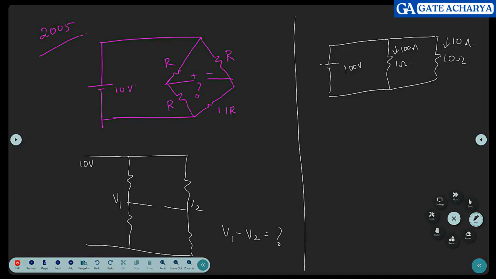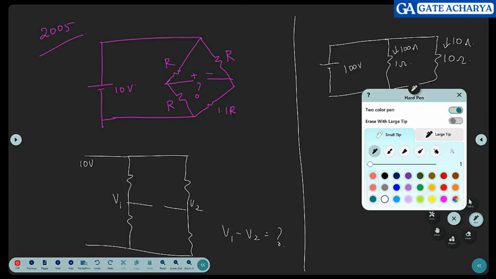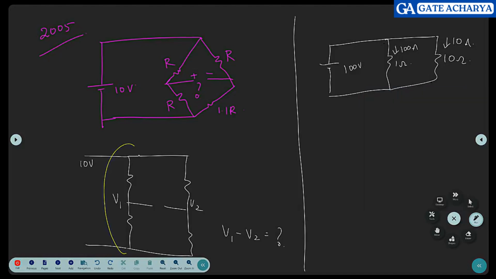The same way here, according to this branch, current will flow. According to this branch, current will flow. Now what is this branch? 2R. So what is the current through this one? Or what will be the voltage here? Same resistances, so V1 will be 5 volts.